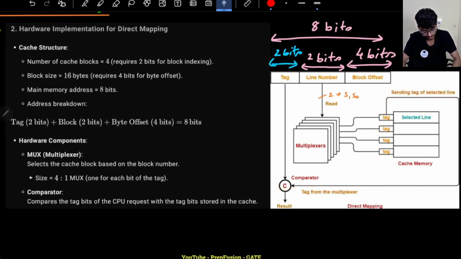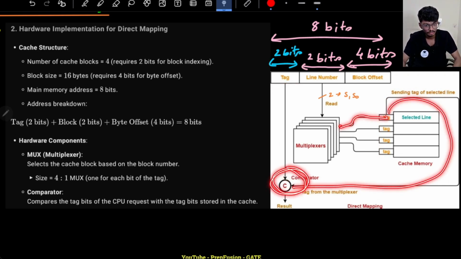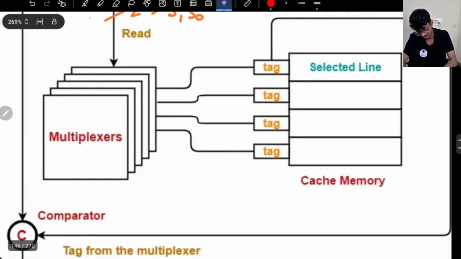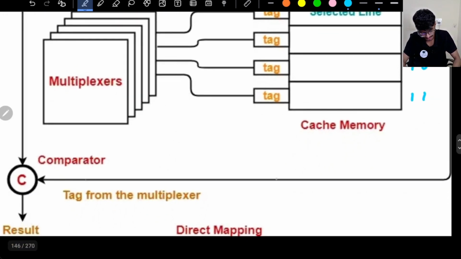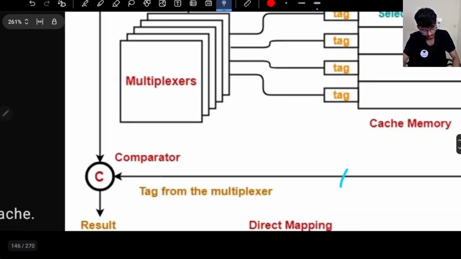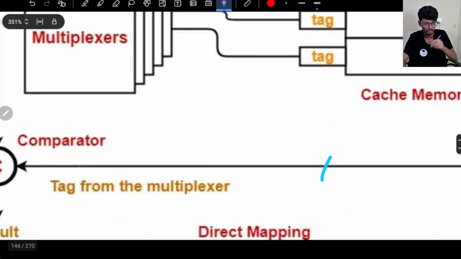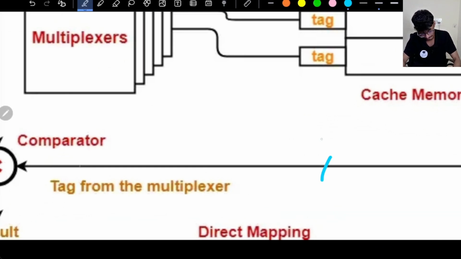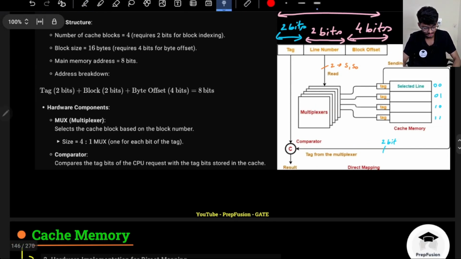There will be a comparator which will compare the main memory address tag which the CPU requests and the tag that I have selected. Then the comparator will compare this tag and send the result. Now remember, this is 00, this 01, 10 and 11. Remember this is a 2-bit field, although only a single line is drawn, it is just a 2-bit field. So remember this and you're sorted.